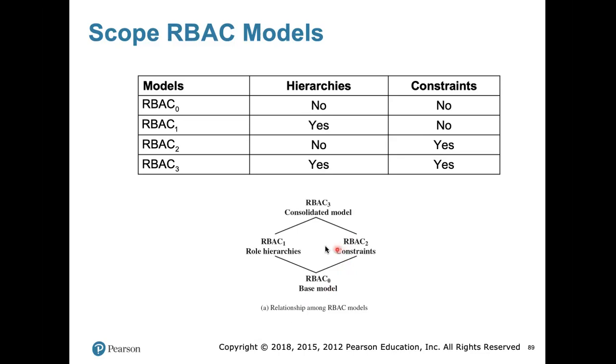And through that, we can say the whole system allows the constraint. And RBAC3 is a kind of combination of these two, it is a hierarchy of these two. It has both role hierarchies and role constraints.